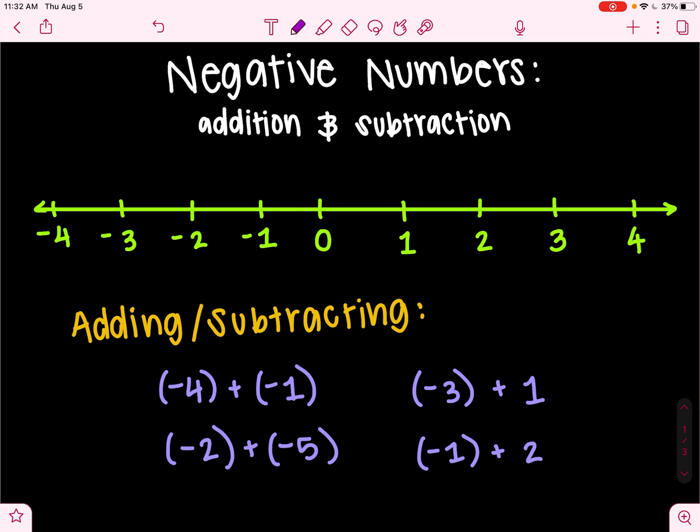Today our topic is going to be working with negative numbers using addition and subtraction. So without further ado, let's get right into our video.